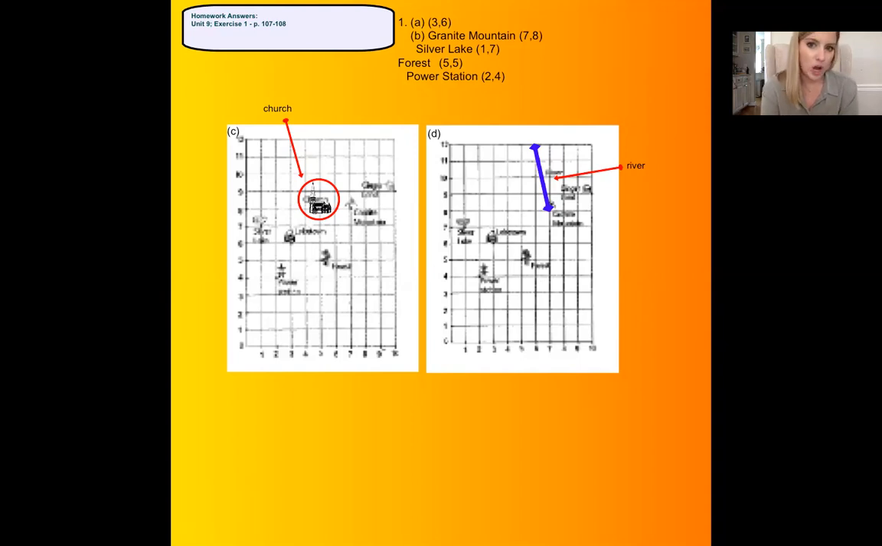You also had to draw a river that started at 7,8 and ended at 6,12. So the river's in blue. That's what it should look like. And you also had to do the church on 5,8. Okay. So you had to mark out the location of the church. If you drew it, that's fine. Or if you just wanted to do a little dot to represent the church, you can as well.